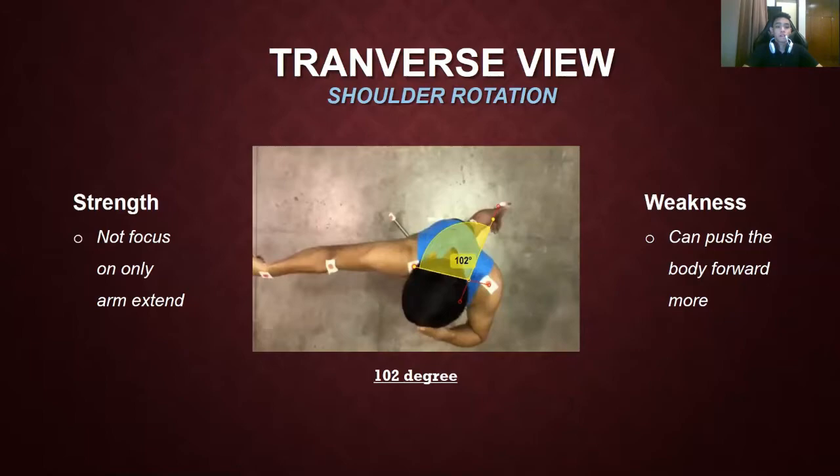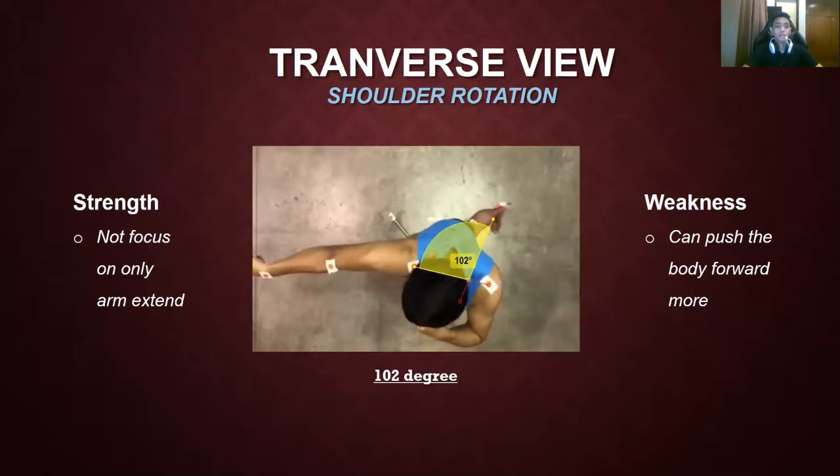Furthermore, the vertical plane of his body had traveled linearly forward, leaving the leg behind. So as you can see, the strength is he is not focused on only arm extension. But the weakness is he can push the body forward more to get more power. If he stays in the same position, it will produce a smaller rotation angle.